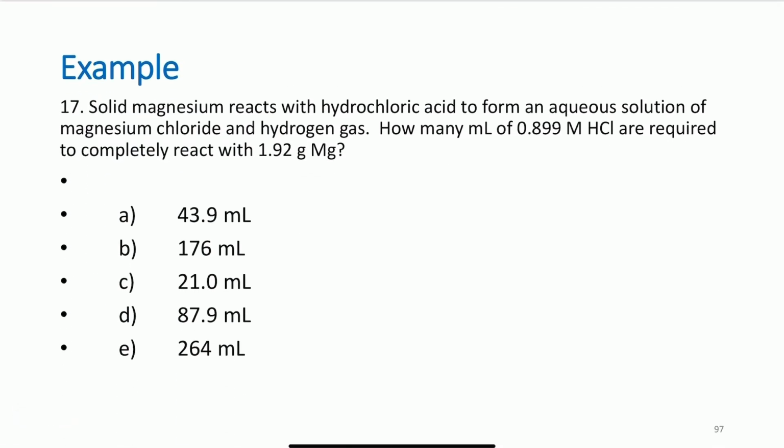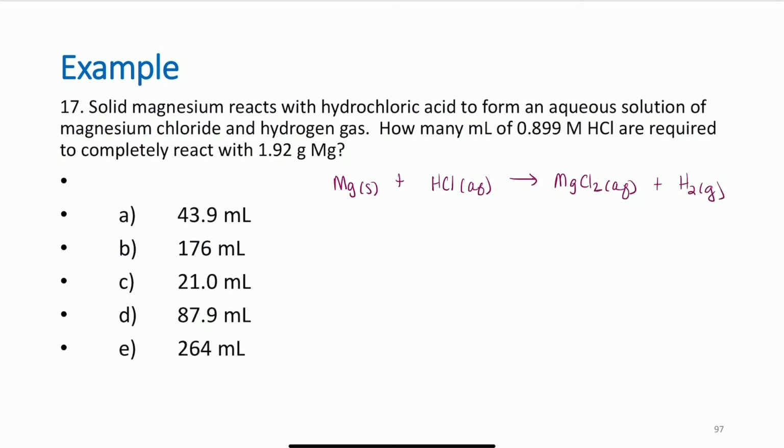17. Solid magnesium reacts with hydrochloric acid to form an aqueous solution of magnesium chloride and hydrogen gas. How many mils of 0.899 molar HCl are required to completely react with 1.92 grams of magnesium? So I've got magnesium plus HCl, giving me magnesium chloride and hydrogen gas. Remember, hydrogen is a diatomic.